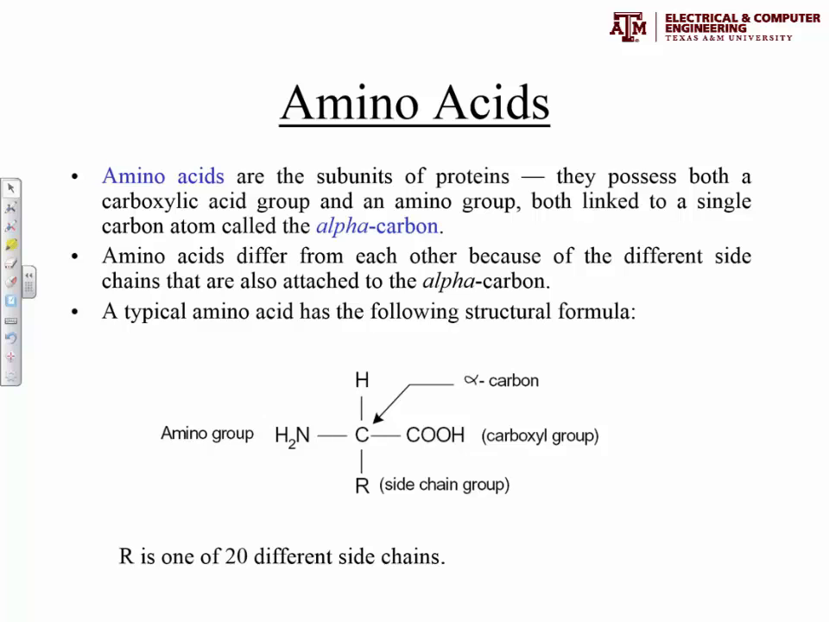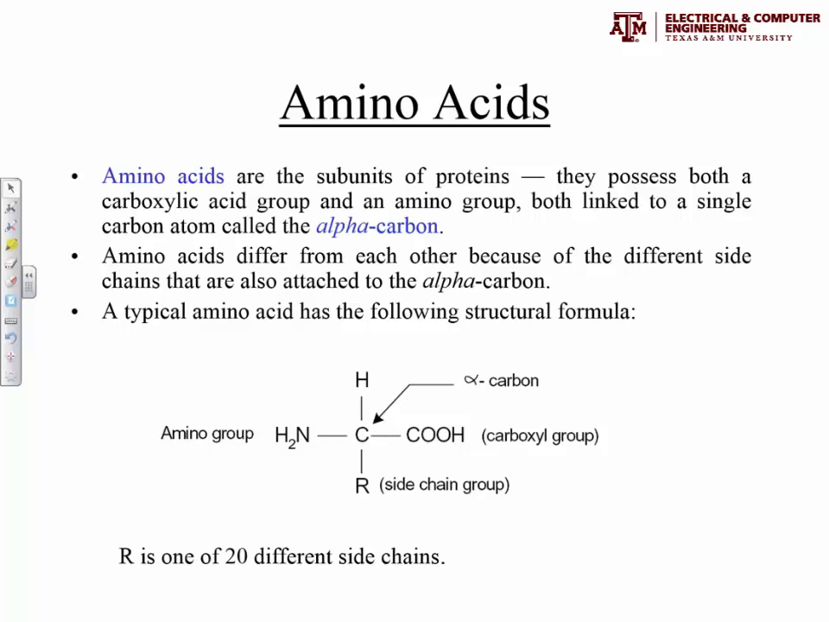Any questions? We already covered sugars. We also covered fatty acids. Next we are going to start looking at amino acids, which are the building blocks of proteins. Before I start on that, any questions on whatever we have covered so far?